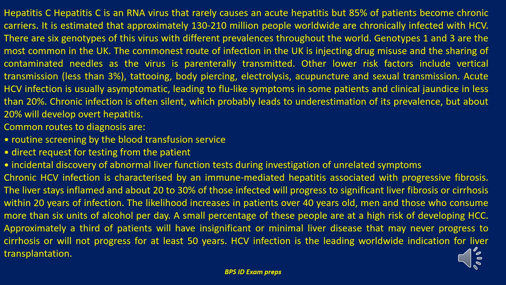Chronic infection is often silent, which probably leads to underestimation of its prevalence, but about 20% will develop overt hepatitis. Common routes to diagnosis are: 1. Routine screening by the blood transfusion service. 2. Direct request for testing from the patient. And 3. Incidental discovery of abnormal liver function tests during investigation of unrelated symptoms. Chronic HCV infection is characterized by an immune-mediated hepatitis associated with progressive fibrosis.